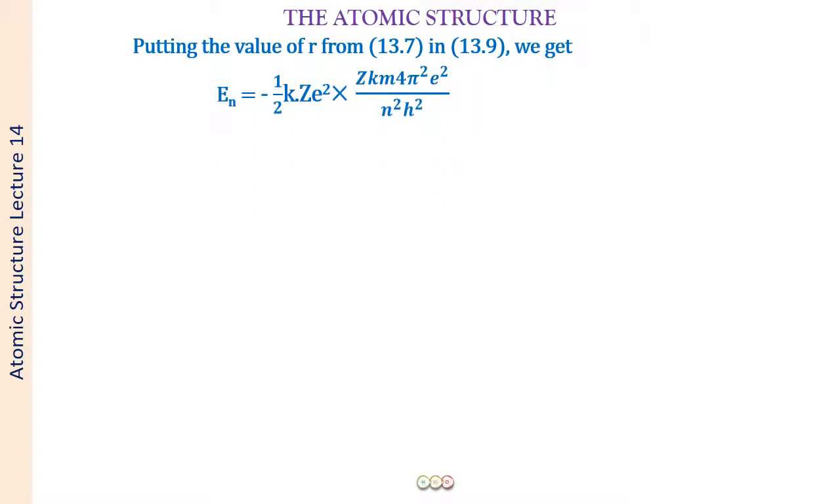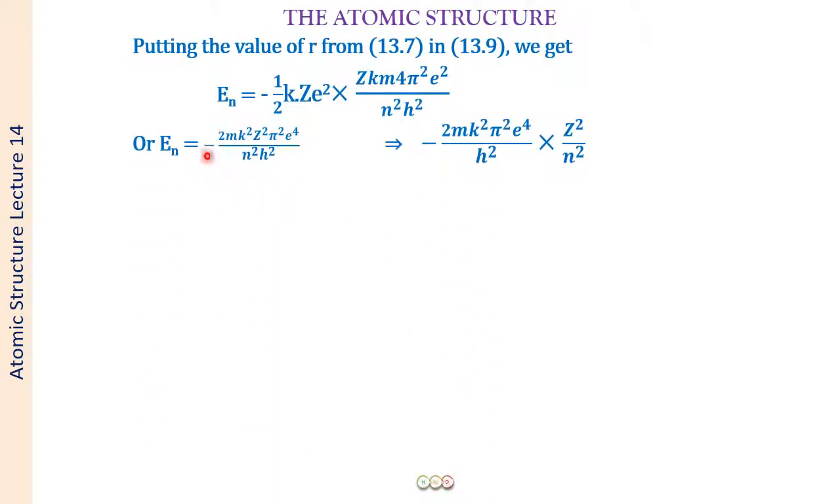Now we are going to just replace the value of R, the radius, from what we had calculated in the last lecture. So here the energy was minus 1 by 2 kZe square by R, and the expression for R is n square h square divided by 4 pi square m k Z e square. Now the R was here in the denominator, so we have just reversed that, nothing else.